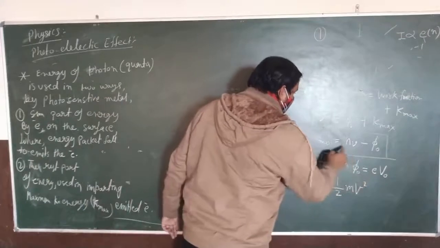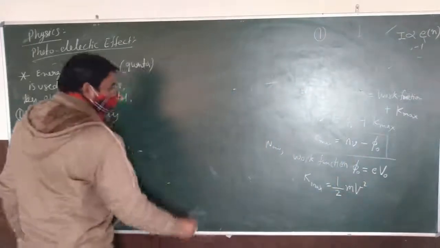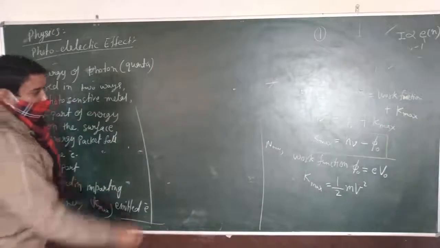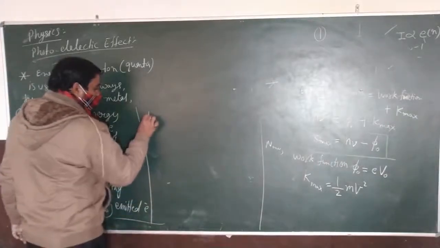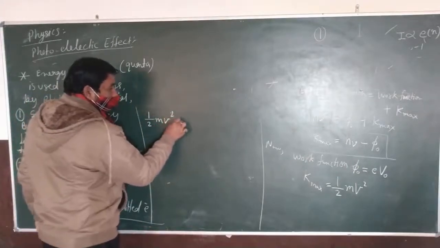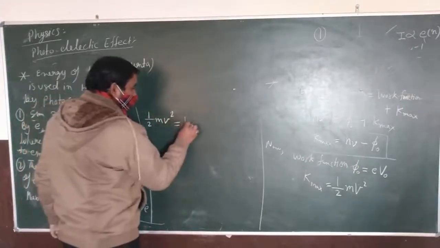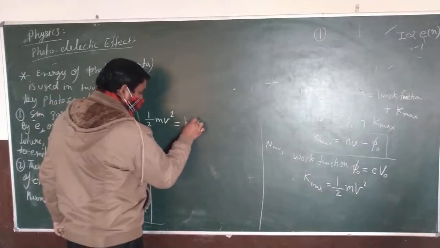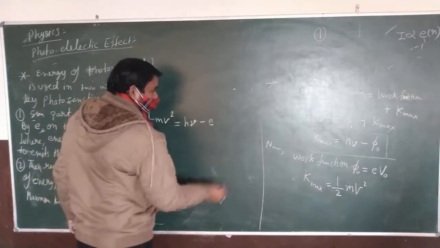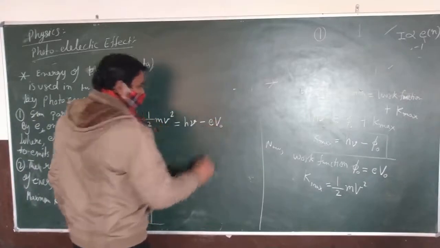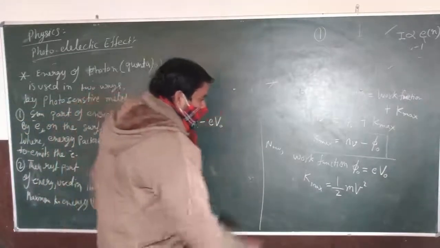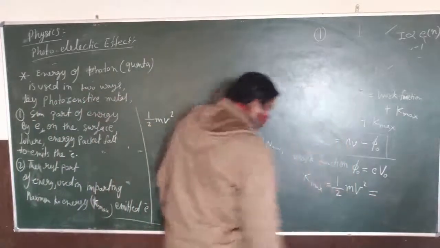Therefore, by using this equation, in place of kinetic energy, half m v square is equal to h nu minus work function, which is e V naught.